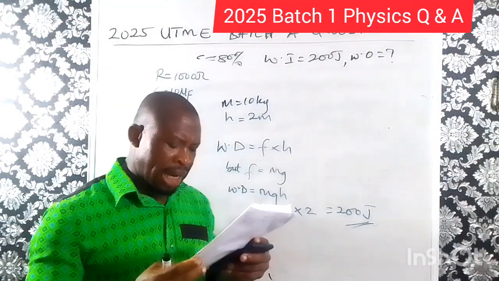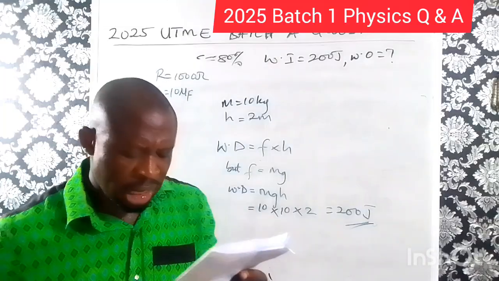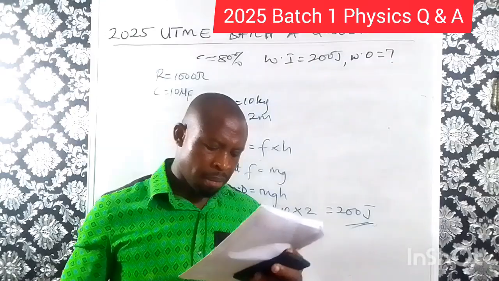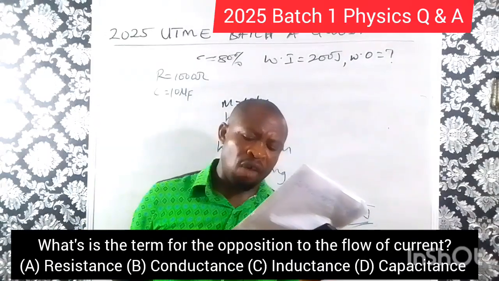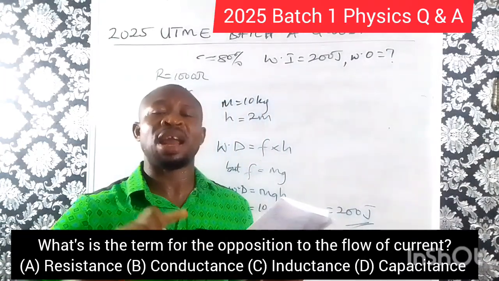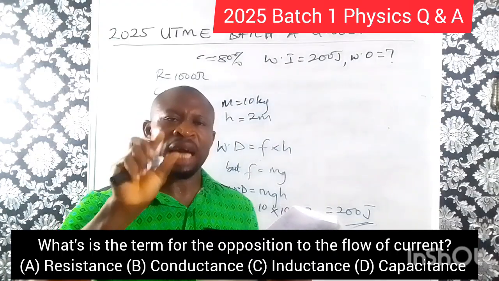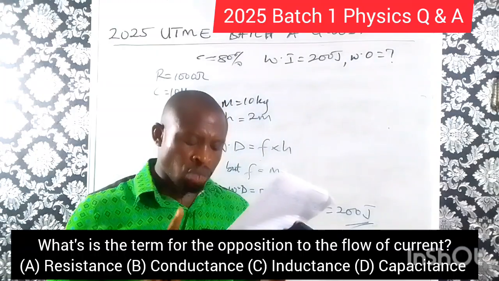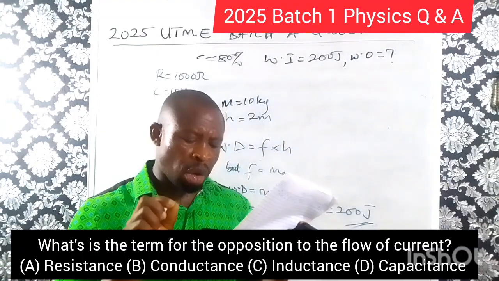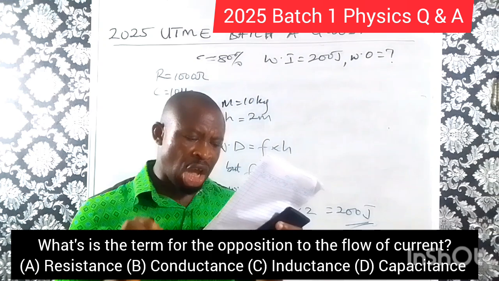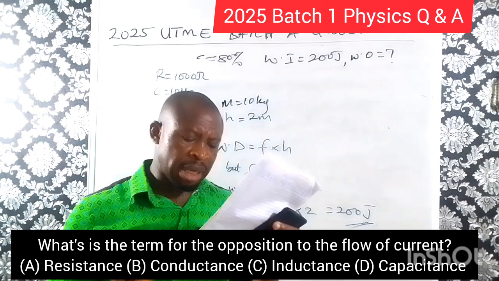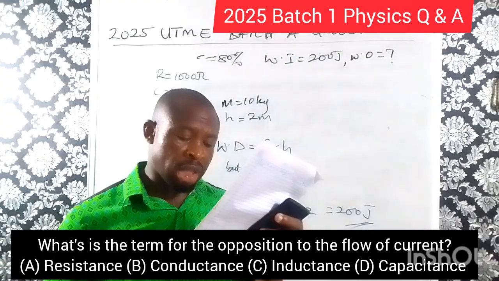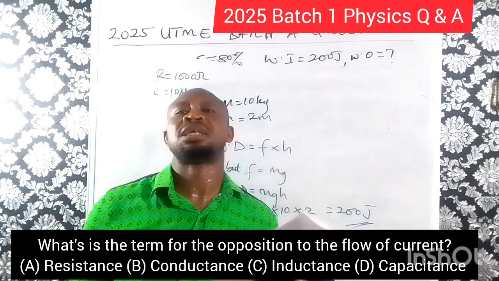Now we take this question. This question says, what is the term for the opposition to the flow of electric current? Option A, we have resistance. Option B, conductance. Option C, inductance, and D, you have capacitance.